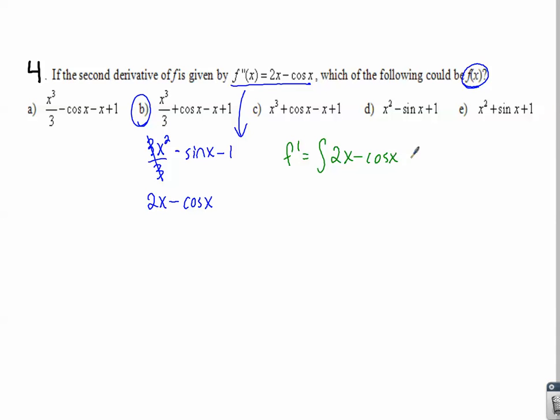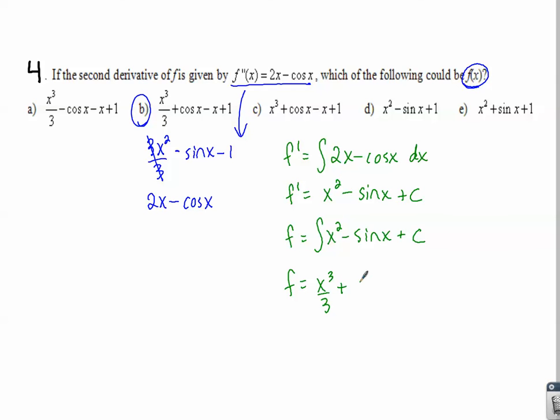The antiderivative of 2x minus cosine x dx gives x squared minus sine x plus c. One more antiderivative gives us x cubed over 3 plus cosine of x plus a constant times x plus another constant. I'll call this one d since I've already used c. So now I'm looking for something that resembles this pattern. I see the x cubed over 3, I see the positive cosine x, I see a constant times x and a constant. There we go.